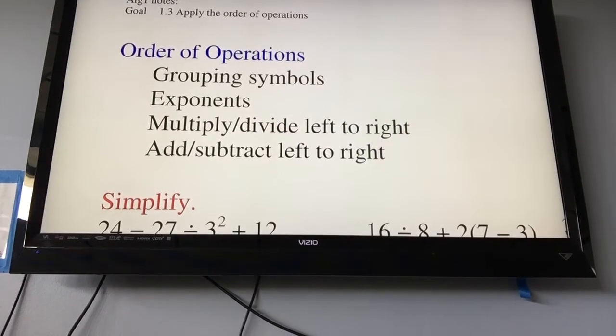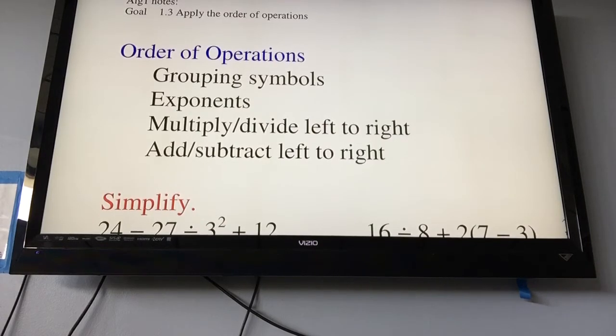Working goal 1.3, we're going to talk about the order of operations. So our order of operations starts with grouping symbols. Grouping symbols include brackets, braces, parentheses, and fraction bar. Okay? If you've heard of PEMDAS before, it's good. I'm not saying it's not, but PEMDAS only says parentheses. There are more kinds of grouping symbols than just parentheses.